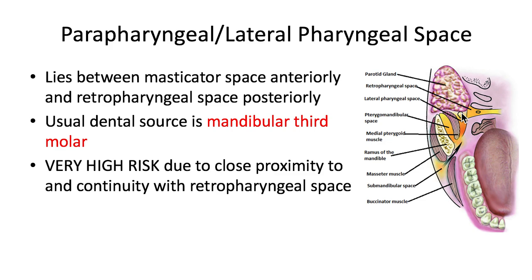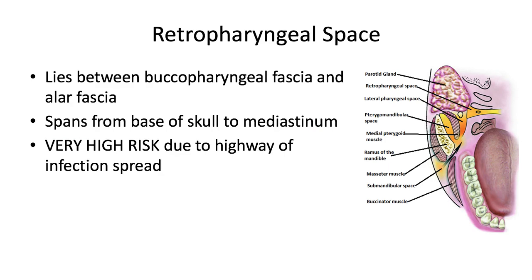Infection of this space usually presents with swelling of a tonsil and the lateral pharyngeal wall on the affected side. And usually you have very, very painful swallowing with this infection of this space. The usual dental source is a mandibular third molar. It's a very high-risk space since it's very close to the retropharyngeal space. And not only that, it's continuous with it. So there's no border technically between the lateral and the retropharyngeal spaces. So let's move to that one next.